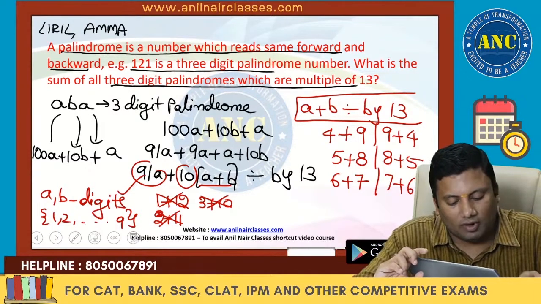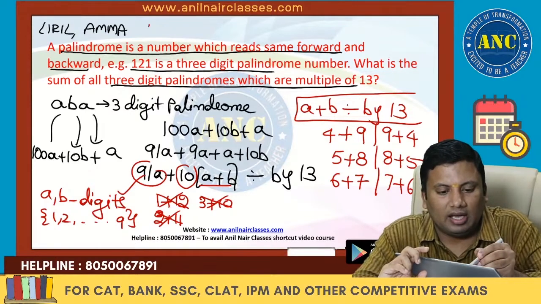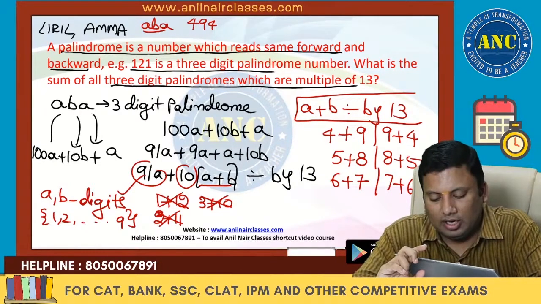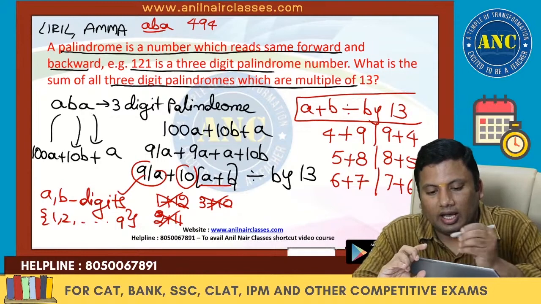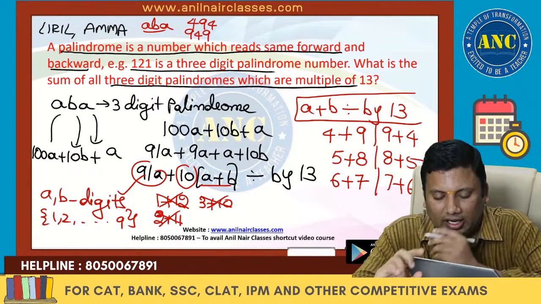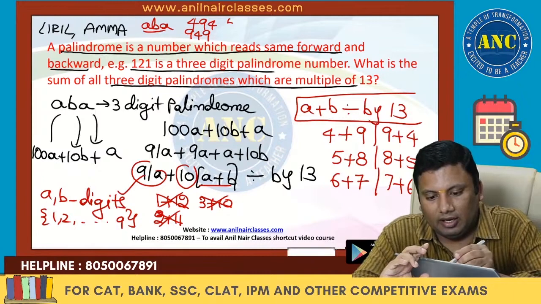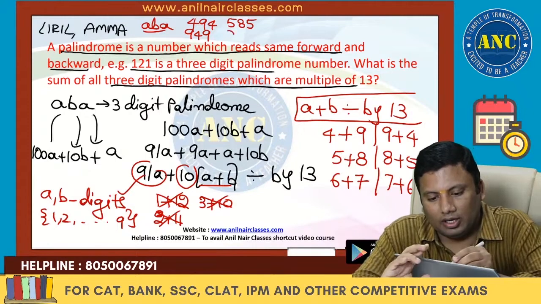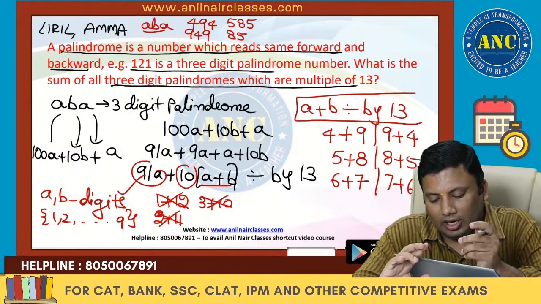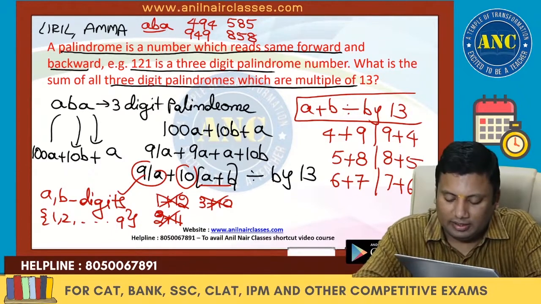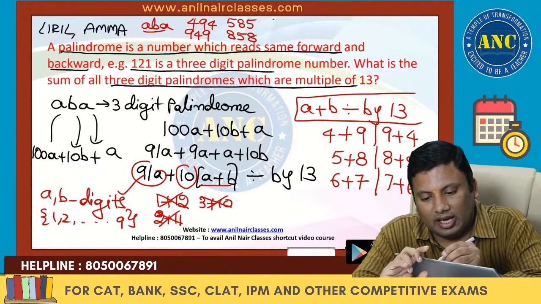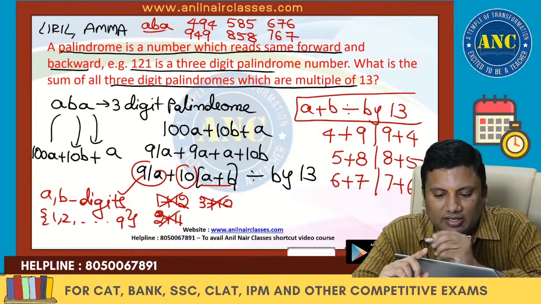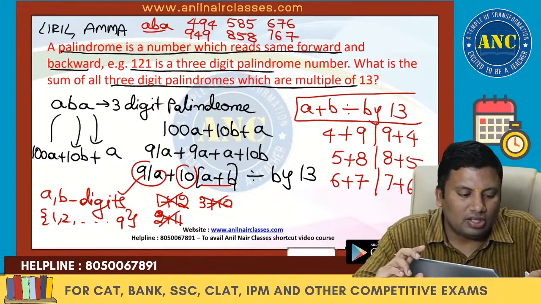So what are all the various numbers? A, B, A, it is the 3-digit number. First one, 494. Next one, A, B, A, 949. Next one, 585. Next one, 8 and 5 also possible, 858. Next one, 676. Next it is nothing but 767. One needs to add all the numbers.